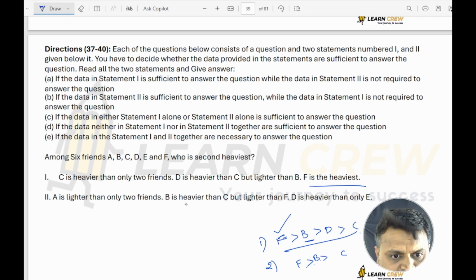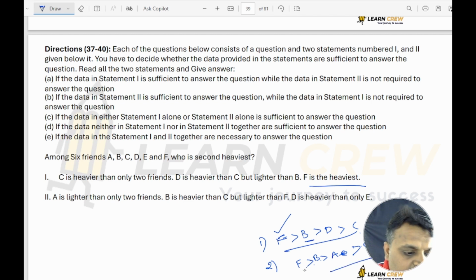A is lighter or heavier? A is lighter than only 2 friends means only 2 friends. Means A comes here and C comes here. So F is greater than B, greater than A, greater than C, greater than D, greater than E.